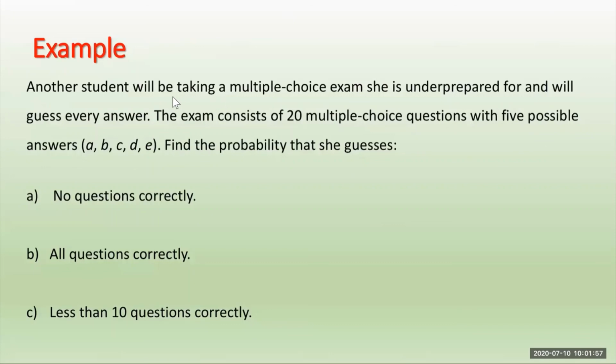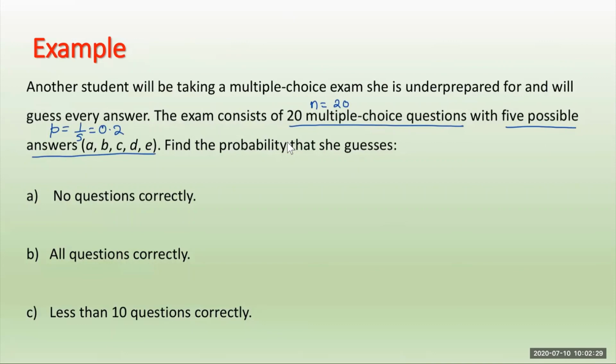Another student will be taking a multiple choice exam again, and is underprepared and willing to guess every answer. The exam consists of 20 multiple choice questions, so n is equal to 20. And there are 5 possible answers, so the value of P will be 1 out of 5, or in decimal, 0.2. We have to answer each of these questions.